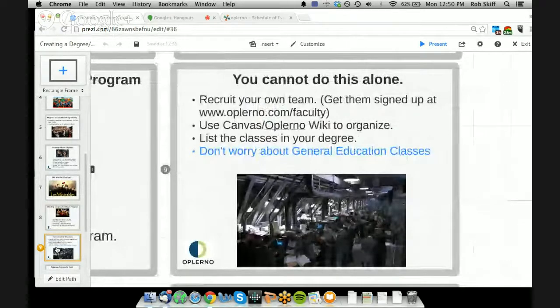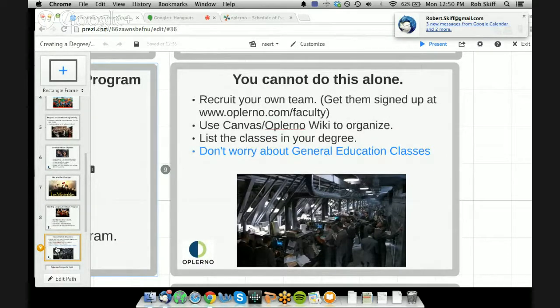It's really, really important to remember that you can't create a degree program by yourself, okay? It's not going to be possible to teach all the courses in a degree or in a specialty. So at Oplerno, one thing that makes us revolutionary is the ability to recruit your own dream team for your own department. I mean, you can do that right now. If you want to develop a program or a certificate in a particular area, identify and recruit the people who you want to work with, and get them to go to Oplerno.com and faculty.